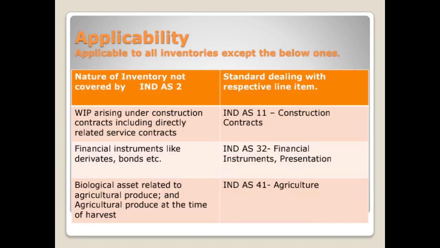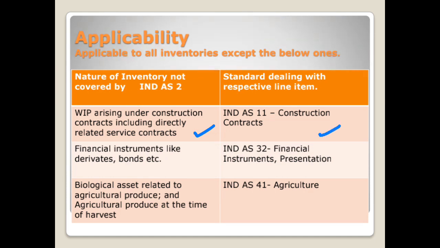Now, where is inventory valuation under Ind AS 2 applicable? We have a negative list. The items below will not get valued under Ind AS 2. Number 1, we have the WIP arising under construction contracts, including directly related service contracts. Now, which is the standard dealing with it? The standard dealing with it is Ind AS 11, Construction Contracts.